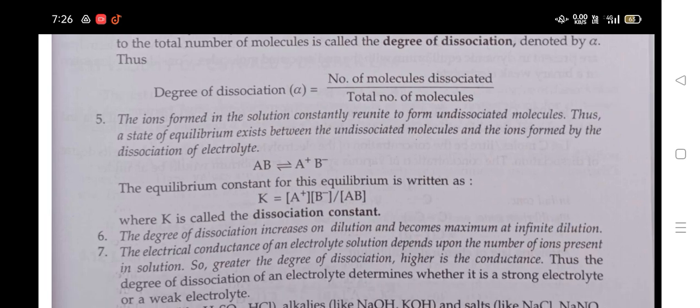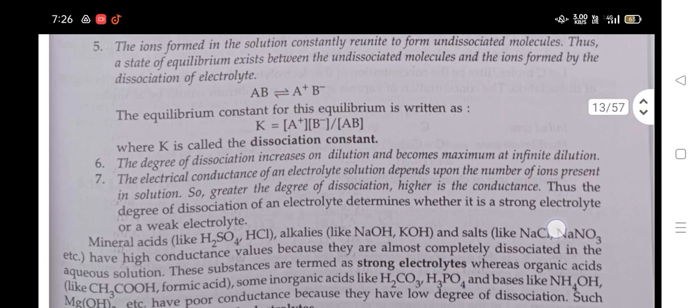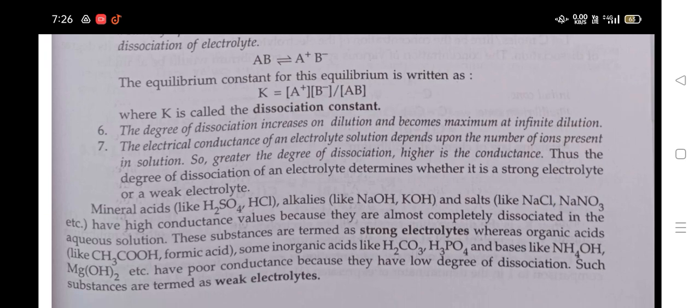Fifth, the ions formed in the solution constantly reunite to form undissociated molecules. Thus, a state of equilibrium exists between the undissociated molecules and the ions formed by the dissociation of the electrolyte. AB gives rise to A⁺ plus B⁻. K is equal to [A⁺][B⁻] divided by [AB]. K is called the dissociation constant. Sixth, the degree of dissociation increases on dilution and becomes maximum at infinite dilution.